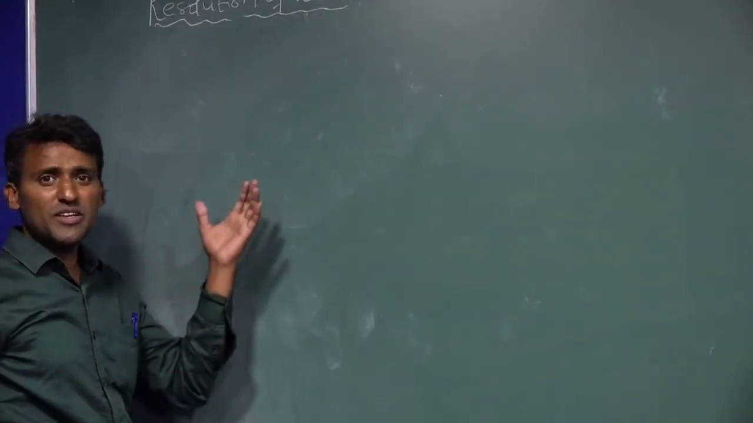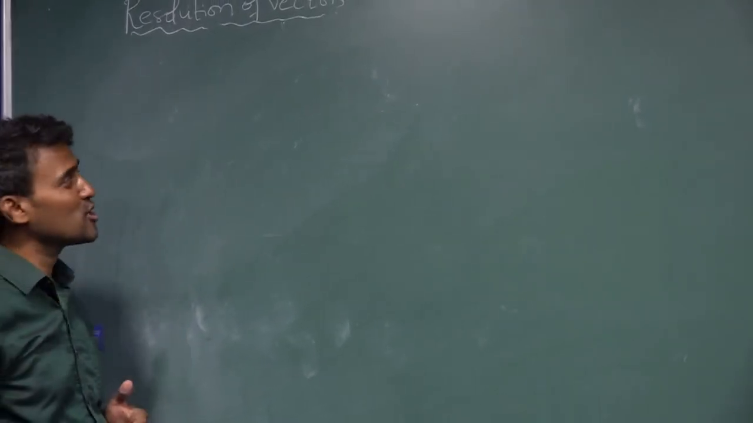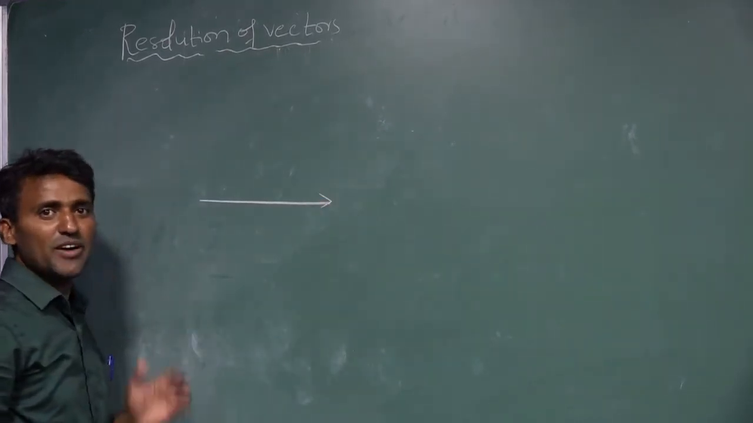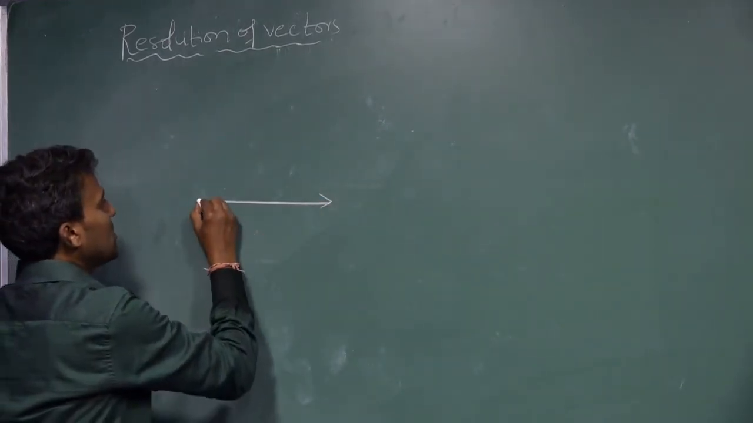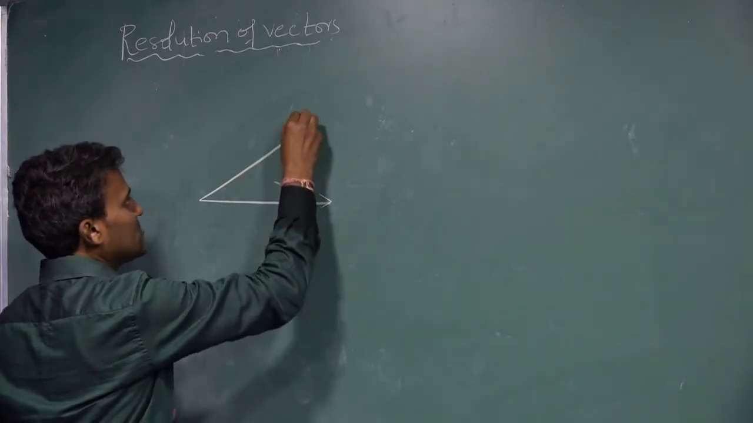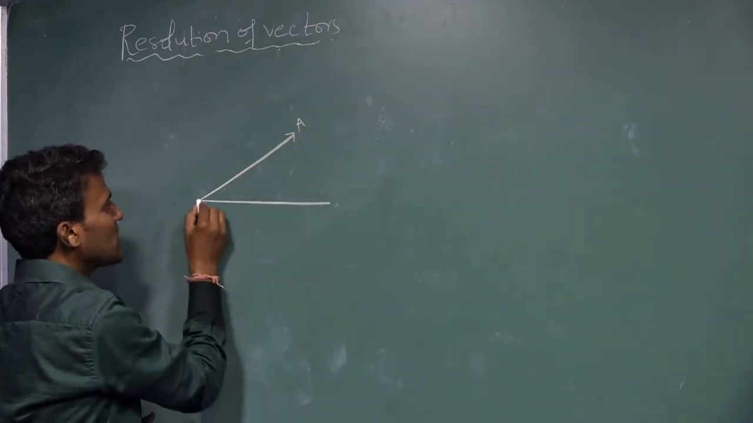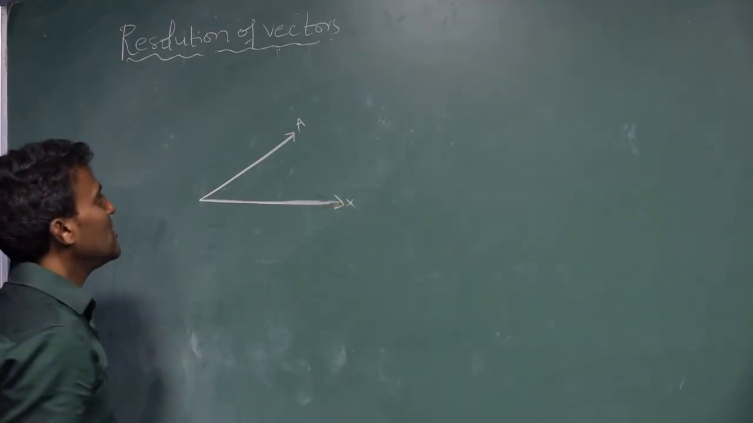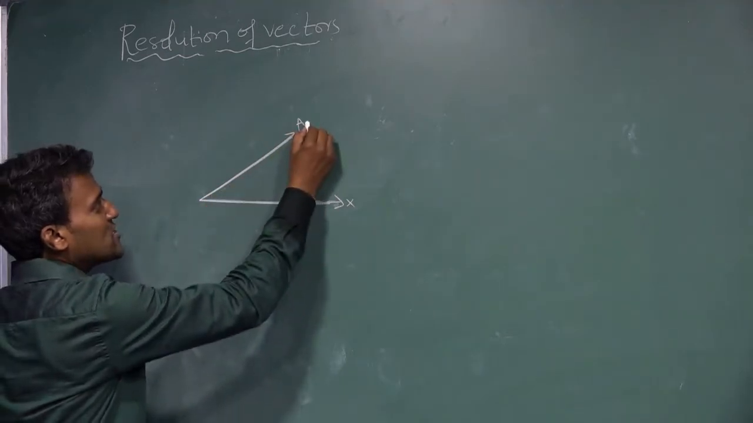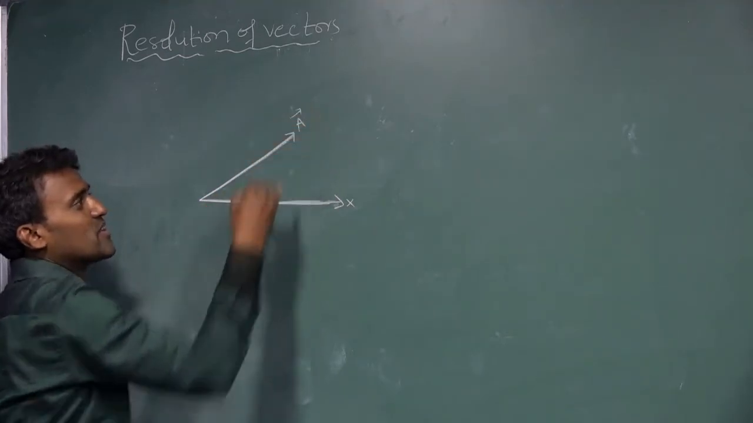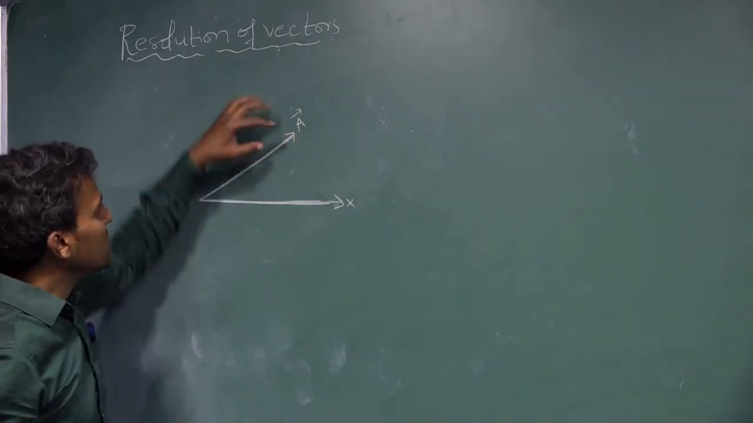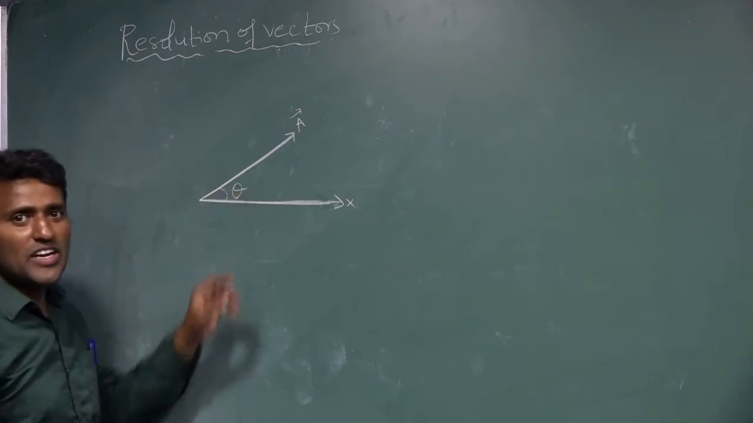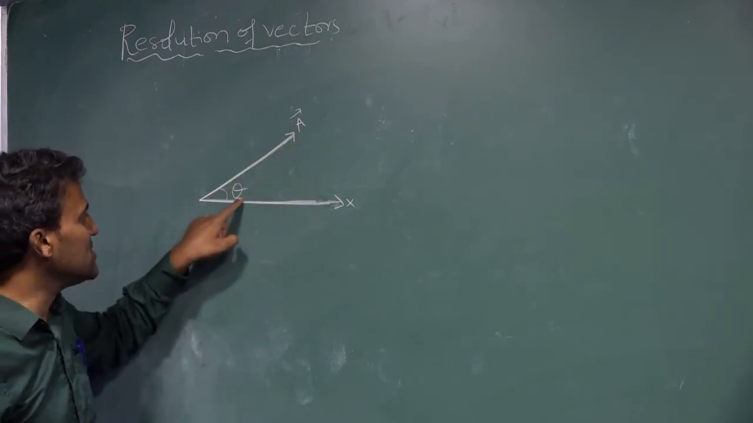I will explain this resolution of the vector diagrammatically. I am taking one vector along this direction, which is nothing but along the x direction. For your understanding, you can just consider this as the x-axis. Now, one vector is acting along this direction. That vector's name is A. This vector A is making an angle theta with the x-axis.